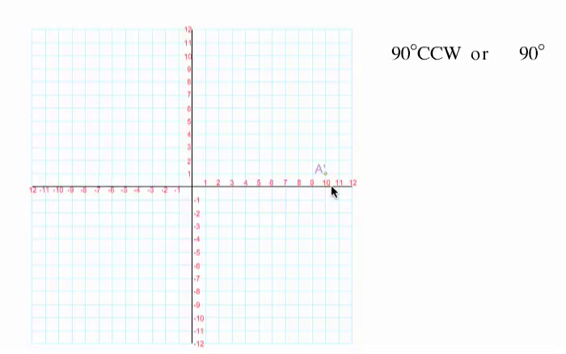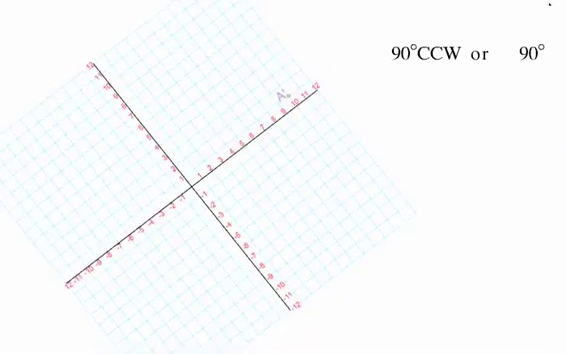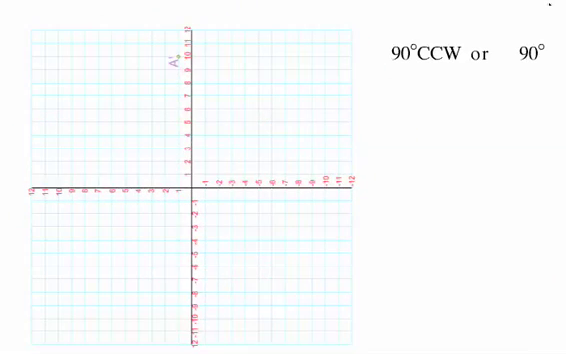Now we're going to start off with the same thing, and this time we're going to rotate 90 degrees counterclockwise, or positive 90 degrees. Let's see what happens. Okay, there's our rotation. So our point started off at 10, 1, and now it's way over here at negative 1, 10.